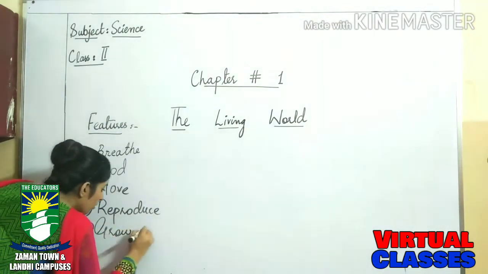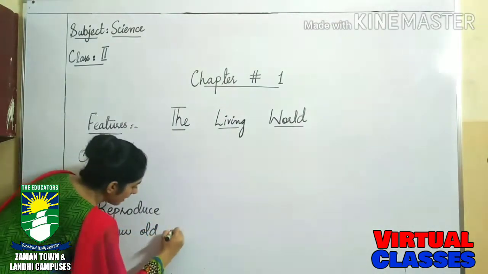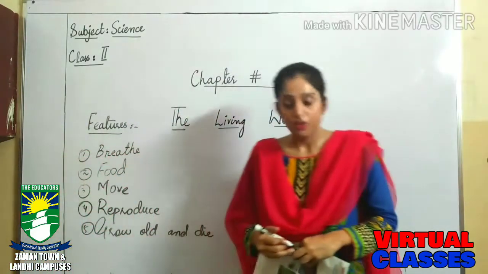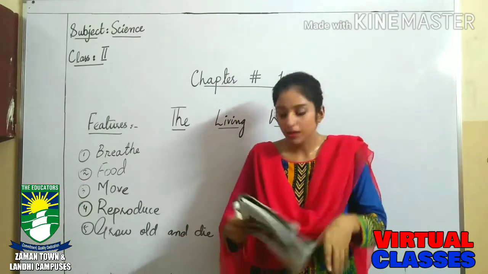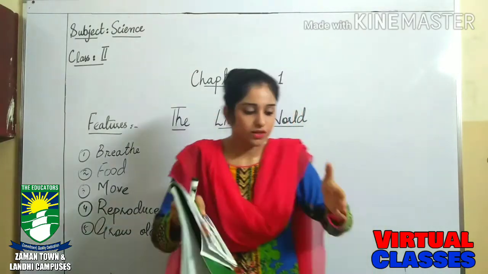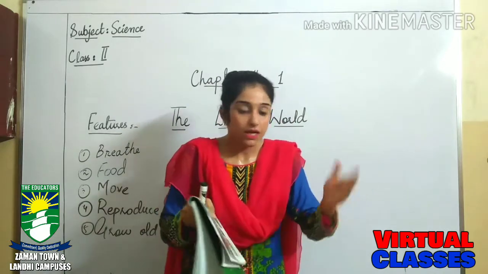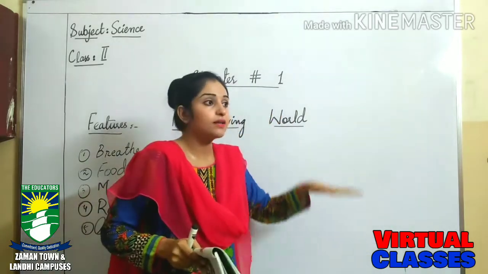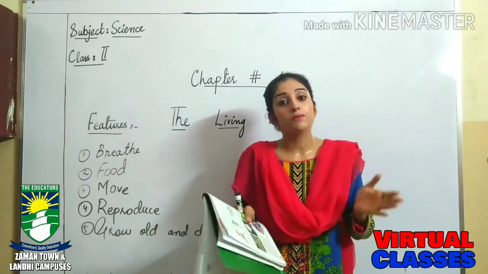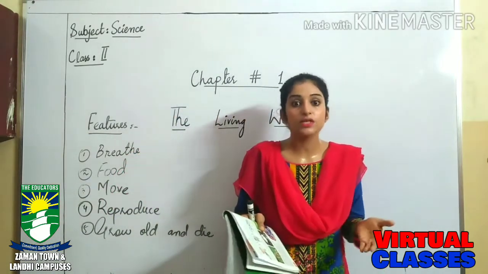Living things grow old and die. So, we are talking about growth. Living things can grow. Have you ever seen your photograph when you were a baby? Then you were 1 year old, then elder than that. So, you are growing, right? If you compare your photograph, you will see that you are growing.